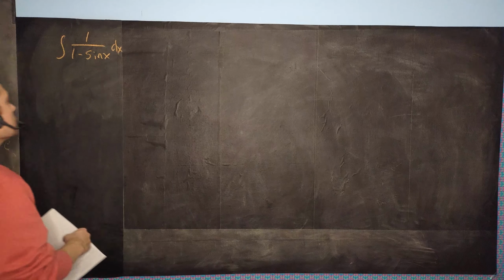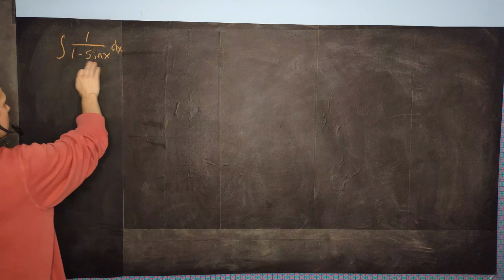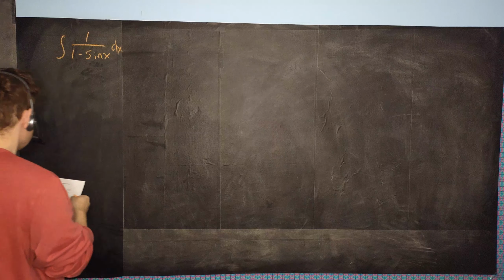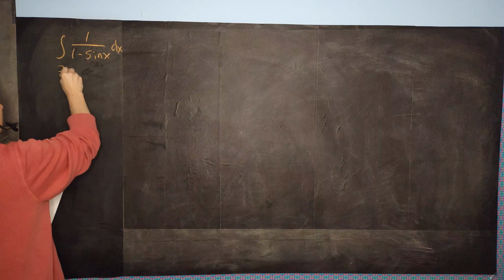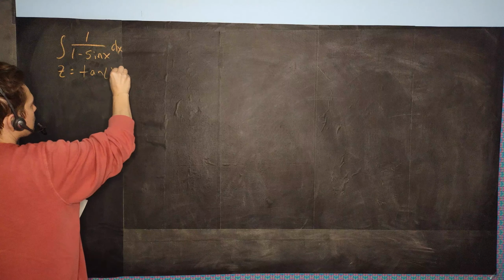So here we have a nice integral we're going to do, 1 over 1 minus sine of x. So how do we proceed here? When we have a rational function that involves a sine or a cosine, or a combination of a sine and a cosine, we have to make a somewhat non-obvious substitution that says the following: z is defined as the tangent of x over 2. We're going to begin with that.